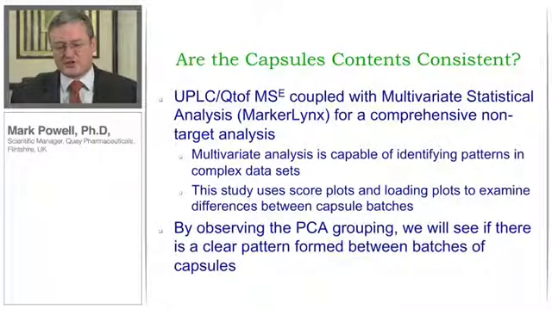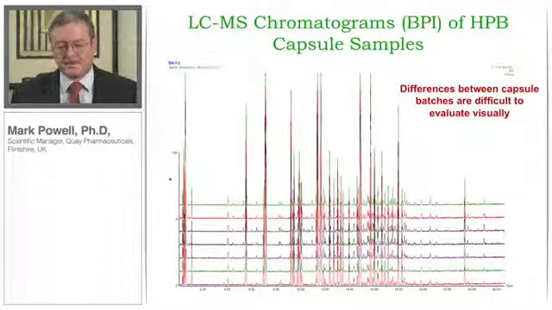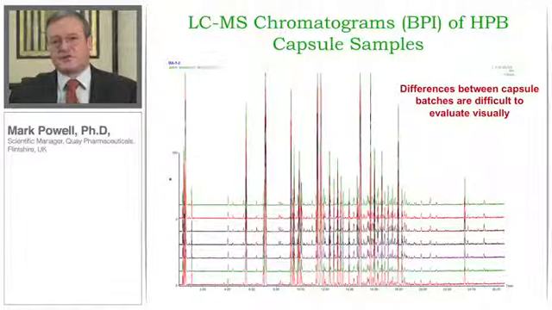So the next question is, are the capsule contents consistent? And for this we used multivariate analysis, principal component analysis, by grouping the data from the different herbal capsule batches. And you can see now, if we overlay the chromatograms of the different batches, why we need data reduction, because it's very difficult to see from a visual standpoint any differences between these herbal products.